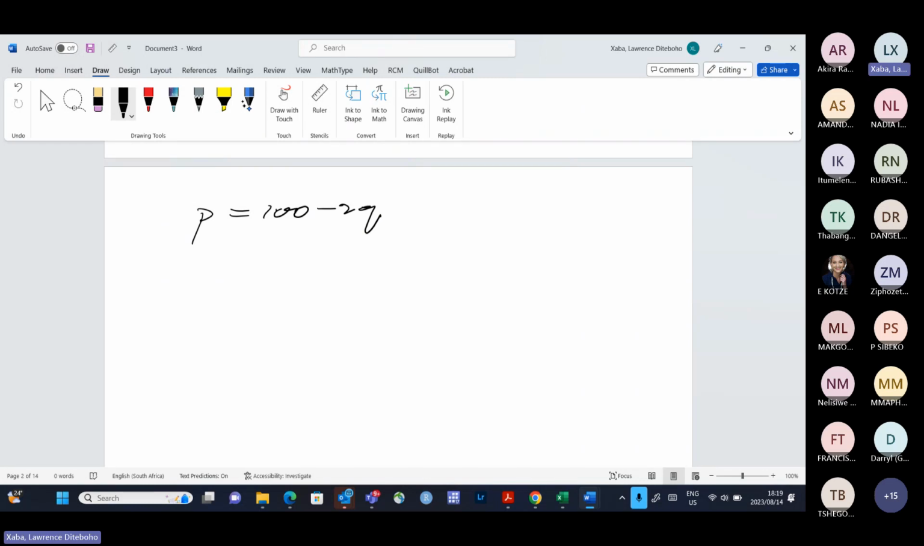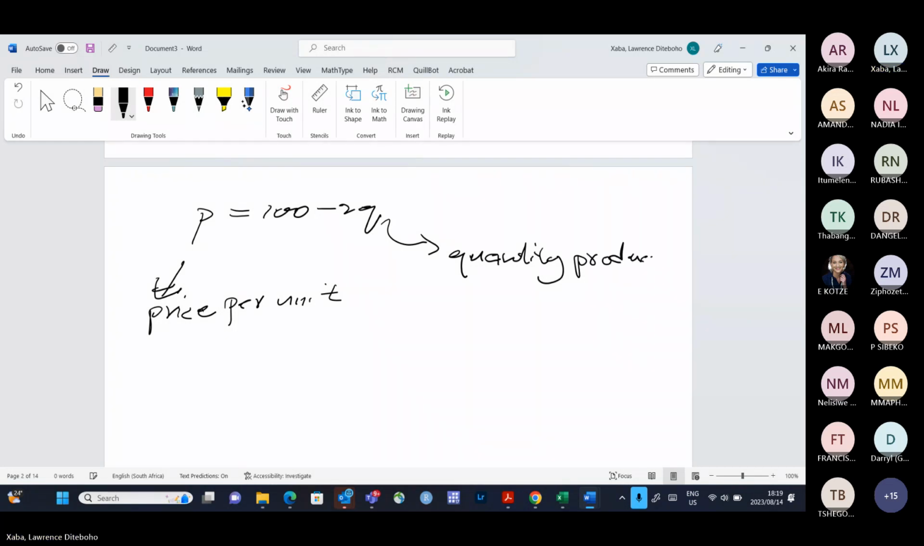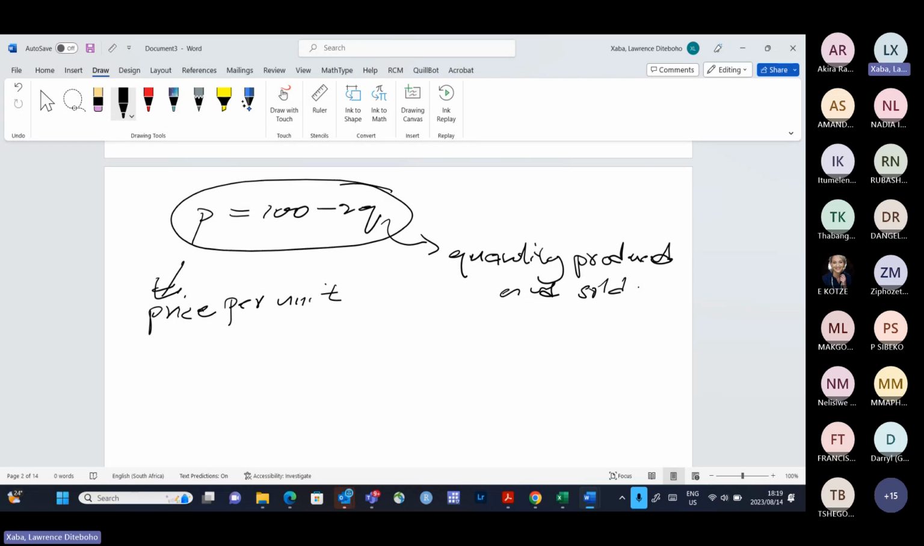So where we know that P represents price per unit, and Q is the quantity produced and sold. So this given equation is your demand function.